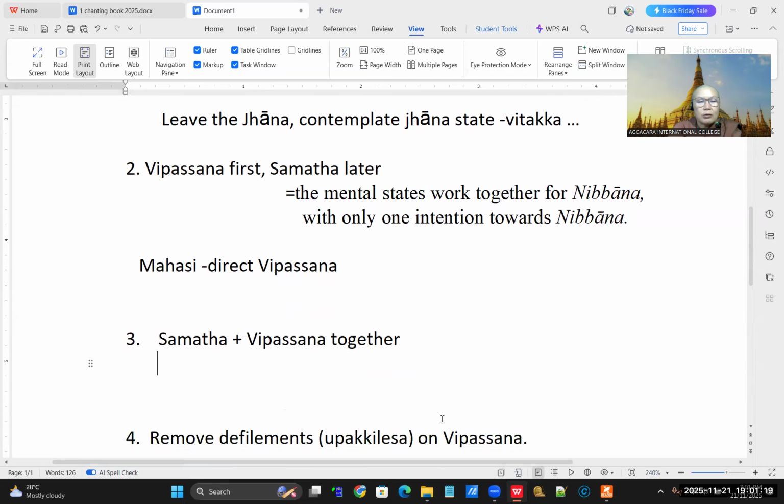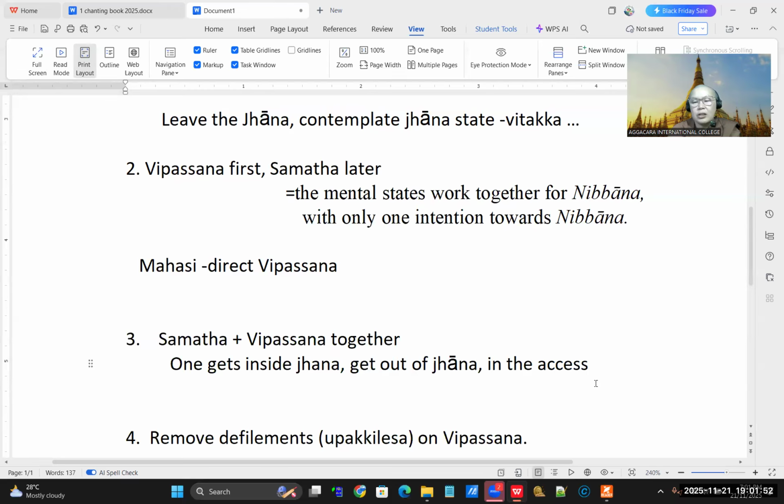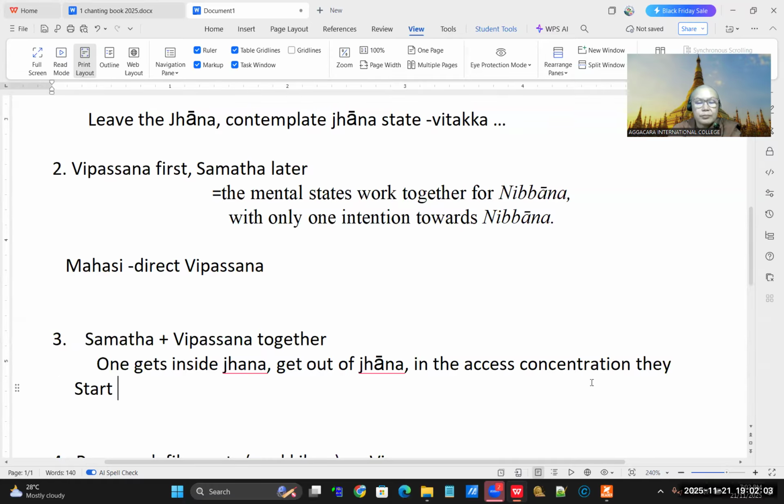It's just like one, they get inside jhana, right? So after that, when inside the jhana, the mind is fixed on the object. When the mind is fixed on the object, the mind cannot do any contemplation. So what they do is they need to get out of jhana. Once they are outside the jhana, their mind is still very pure, so they call it access concentration, right? Because it's impossible for you to contemplate vipassana inside jhana. So in the access concentration, they start to contemplate all the jhana factors as impermanent, suffering and so on.